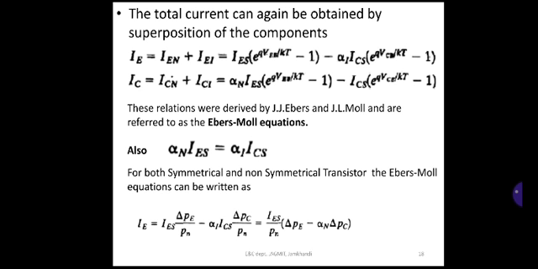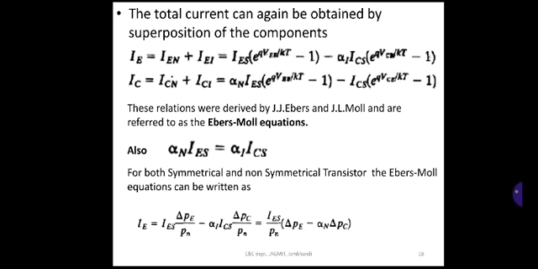So these relations were derived by the scientists J.J. Ebers and J.L. Moll. Therefore, they are referred to as the Ebers-Moll equations. So these are the Ebers-Moll equations, IE and IC. And also we have alpha n IES equal to alpha I ICS. Suffix n is the normal mode and suffix I is the inverted mode.